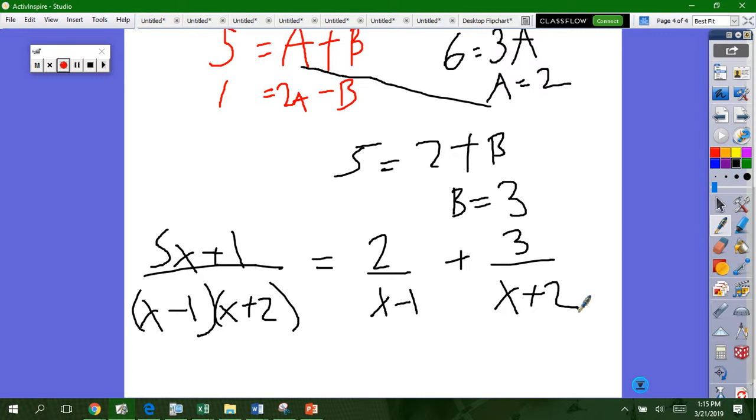You see how I found it out with not knowing what those were? That's actually pretty cool if you think about it. I can decompress or undo a big fraction into multiple little fractions. Okay? Everybody there with me?